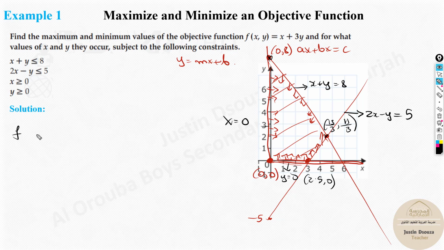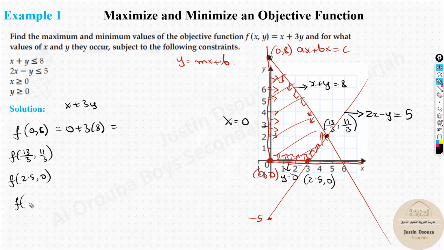So instead of f of x comma y, let me take the first vertex point 0 comma 8. That would mean x will be 0. Instead of x plus 3y, we will have 0 plus 3 into 8. That's the answer. So we need to solve for all the different vertex points, 13 by 3 comma 11 by 3, f of 2.5 comma 0, and lastly function of 0 comma 0.